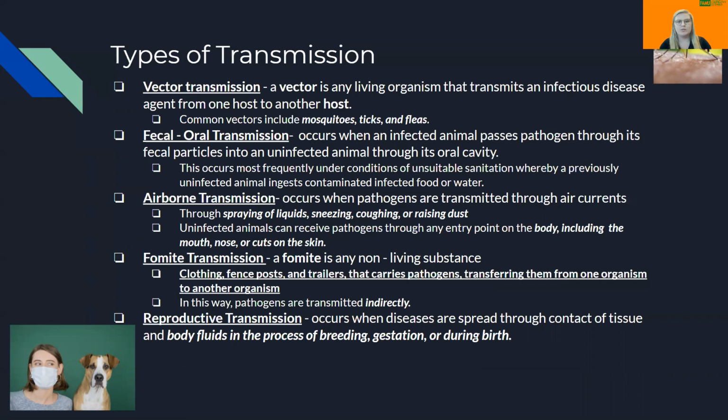Fecal and oral transmission. This occurs when an infected animal passes pathogen through its fecal particles into an uninfected animal through its oral cavity. This occurs most frequently under conditions of unsuitable sanitation, whereby a previously uninfected animal ingests contaminated food or water. So we talked about animal health and husbandry before, making sure they had clean food and water, making sure that food and water doesn't have any fecal material or anything like that in there. And that way they're not ingesting that.